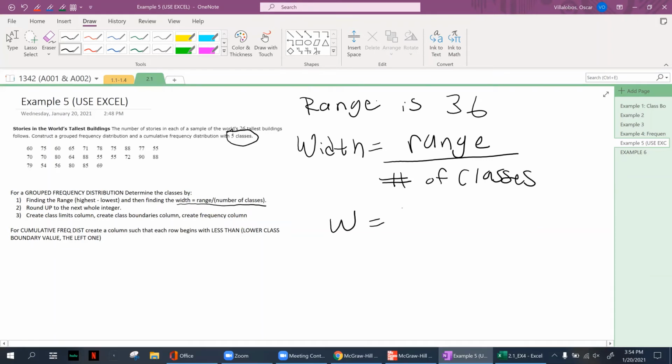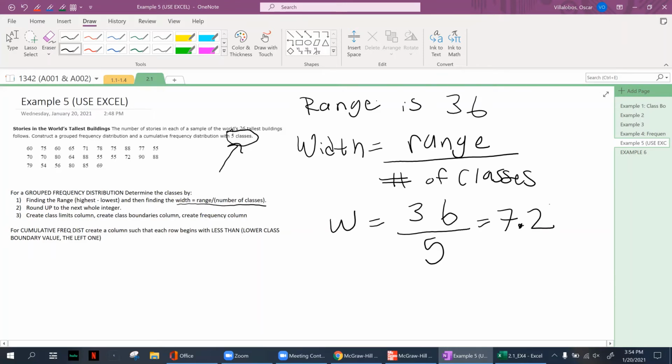My range, I just found out, is the largest value in your data minus the lowest value. This is 36. And what is the number of classes? Well, this was given to us in the beginning, 5. So what is 36 divided by 5? This gives me 7.2.